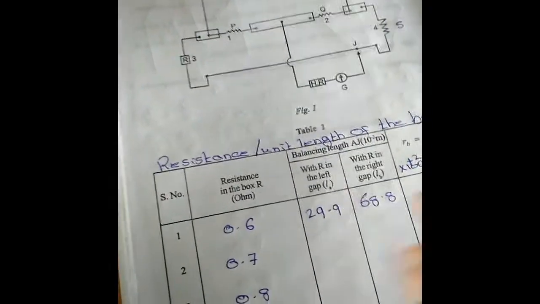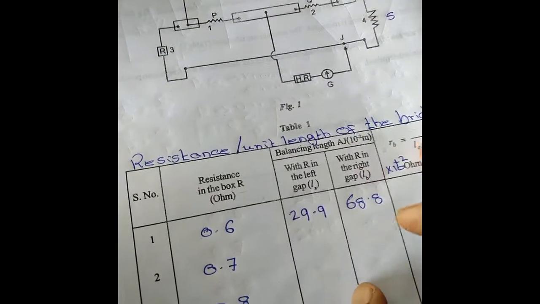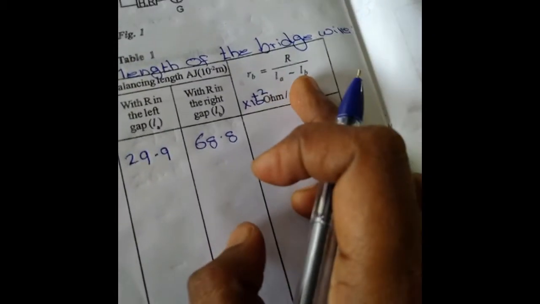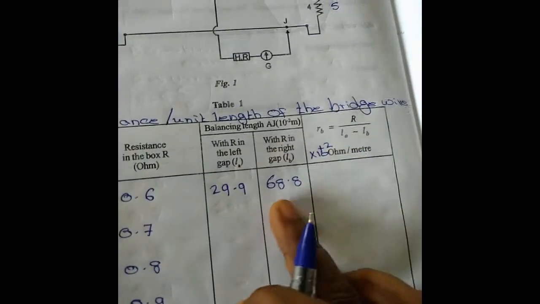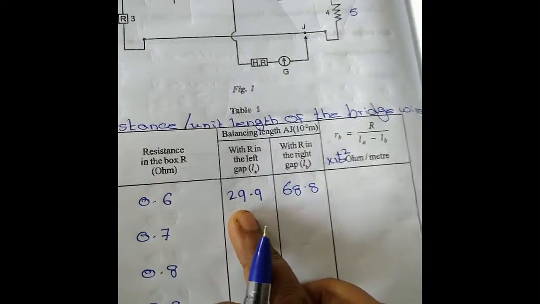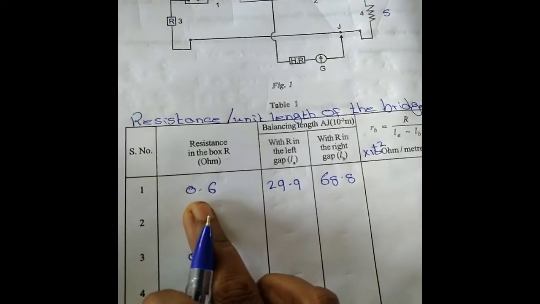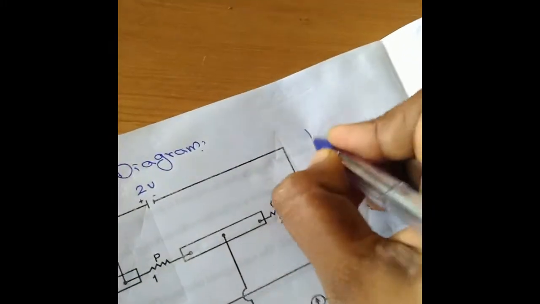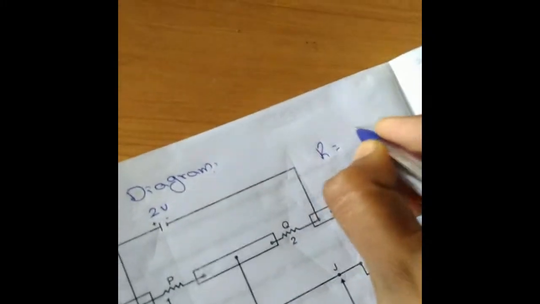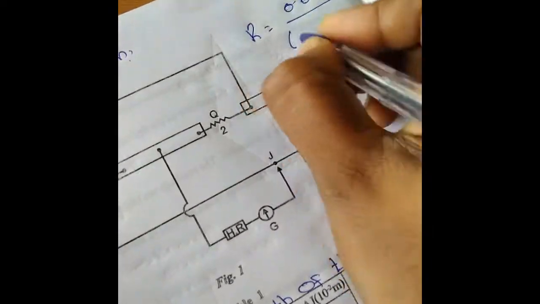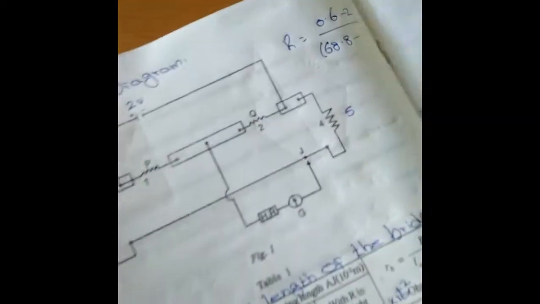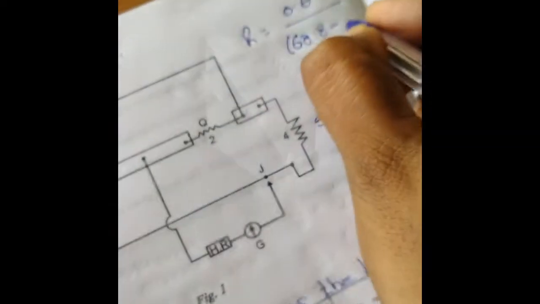68.8. Now how will you do this calculation? From our formula, we have written RB is equal to R divided by L2 minus L1. This is the value of L2, this is the value of L1, and this is the value of R. So how will you do your calculation? R is equal to 0.6 ohms divided by L2 minus L1. L2 is 68.8 centimeter, so 68.8 minus L1, which is 29.9 centimeter.